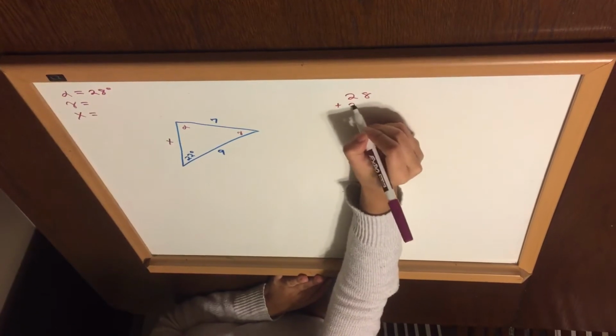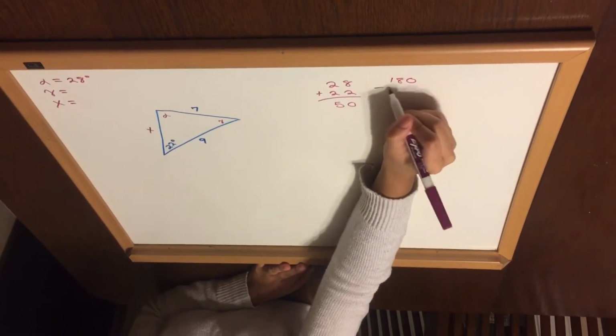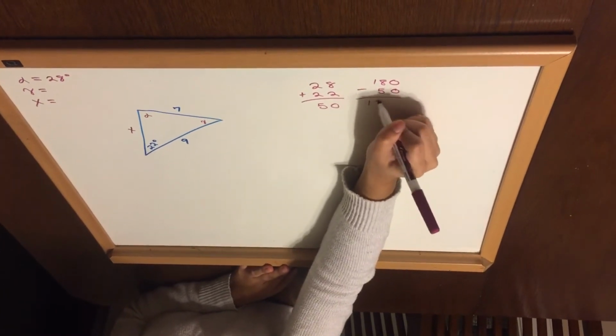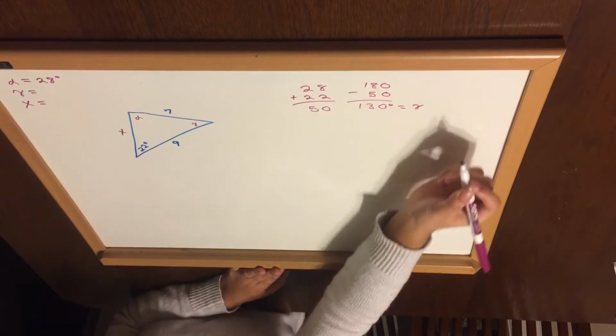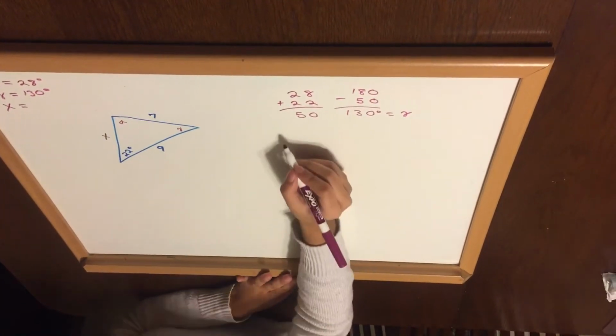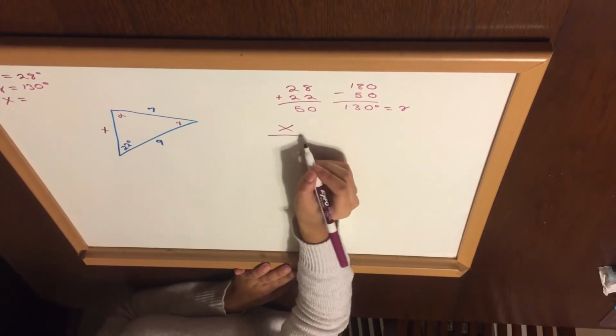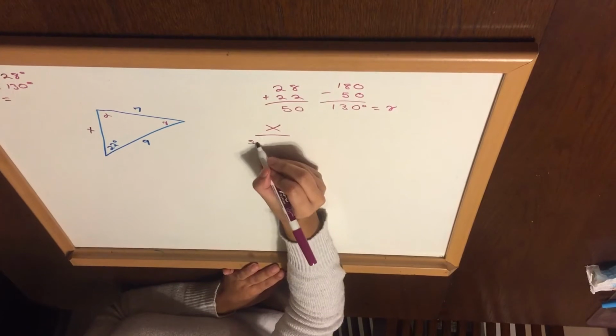Now, to find the angle measurement for gamma, you add 28 plus 22 and get 50. Subtract 50 from 180 and get 130 degrees, which equals gamma. Now, to find the value of x, you do x over sine 130 equals 7 divided by sine 22.